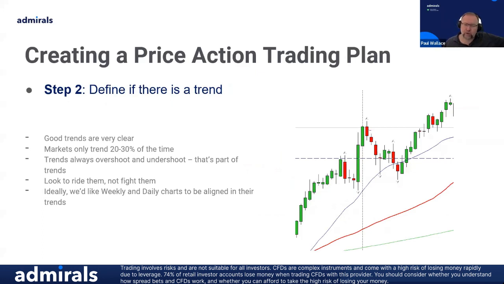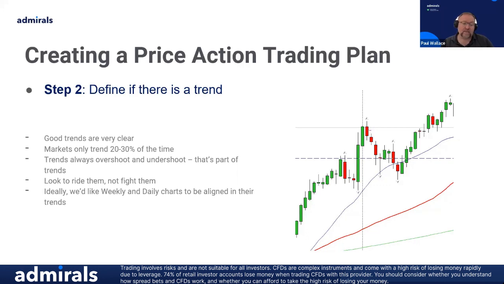In step two, what we want to do is define if there is a trend. I say it every week: good trends are very, very clear. They will leap off the chart at you. The problem we have is that markets only tend to trend 20 to 30% of the time. Trends can also overshoot, going further, or undershoot, not going as far. That's part of trading trends, the very nature of the beast. But ideally, as new price action traders, we're looking to ride those trends, not fight them.